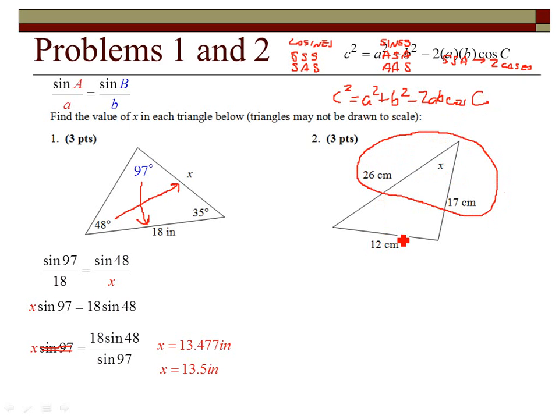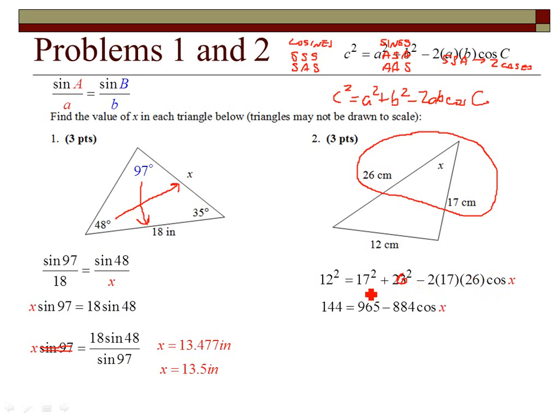The part that I want separate is the 12. This one's not connected with the others. So the 12 is going to go where c is. So I got 12 squared is equal to 17 squared plus, and that should have been 26 squared. The calculation is correct, but I didn't change that. So 26 squared minus 2 times 17 times 26 times the cosine of x.